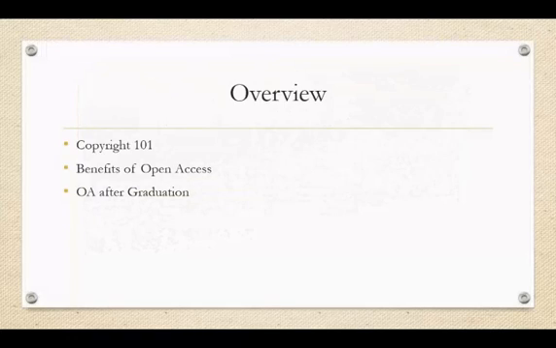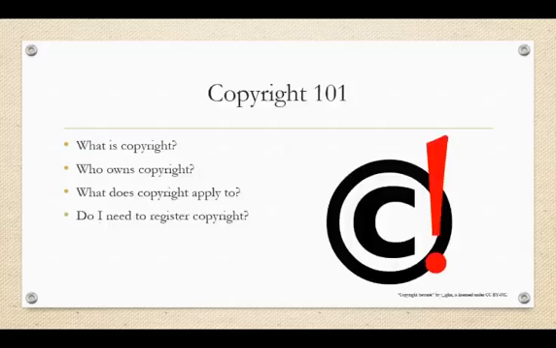So, an overview of what I'm going to talk about today. We're going to do just a brief Copyright 101. Copyright is the super scary thing that nobody likes to talk about, but it's really important to have an understanding of what you own the copyright to, what you are giving up when you're publishing, and what you can do with your academic outputs. And then I'll move into the benefits of open access and how to maintain publishing open access after you graduate.